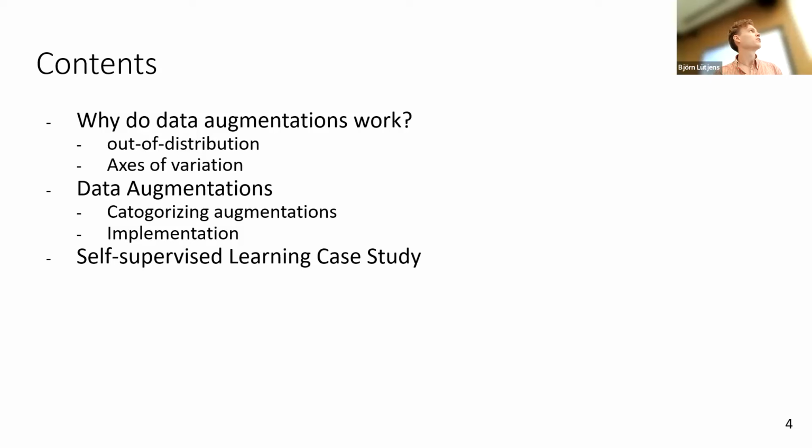I'm going to explain out of distribution data and an axis of variation, what that is. We're going to categorize augmentations into the go-to augmentations, domain-specific augmentations, and more research-oriented augmentations. And then a quick pointer to how you can get started implementing those. And that's going to take about half an hour. And then the other half an hour, Tarun will tell us about his internship in a kind of case study way, how to use self-supervised learning, another way to get more out of it, particularly your unlabeled data.